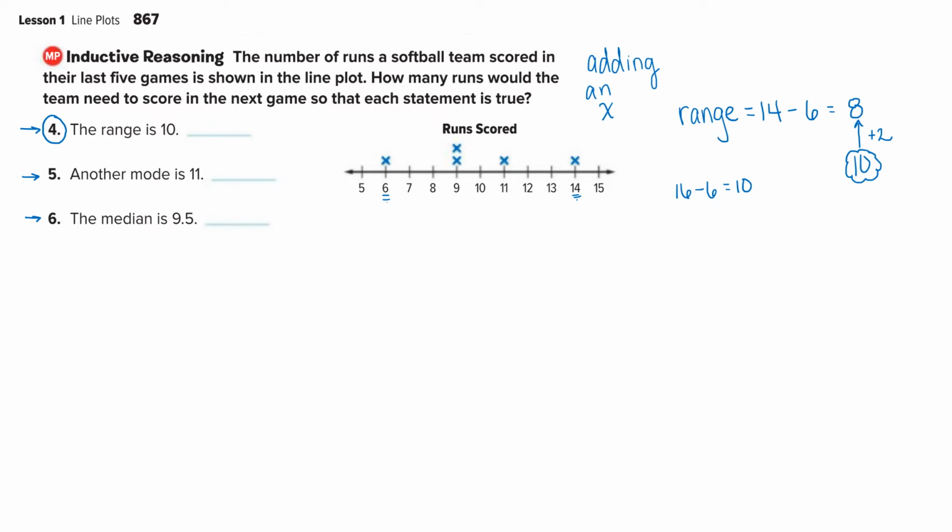Another way to do this would be to decrease our minimum by 2 and put an X at 4. So if in the next game they score 4 runs, our maximum would be 14 and our new minimum would be 4, and that would be a range of 10. So they could score either 4 or 16 runs in the next game, and that would result in a range of 10.